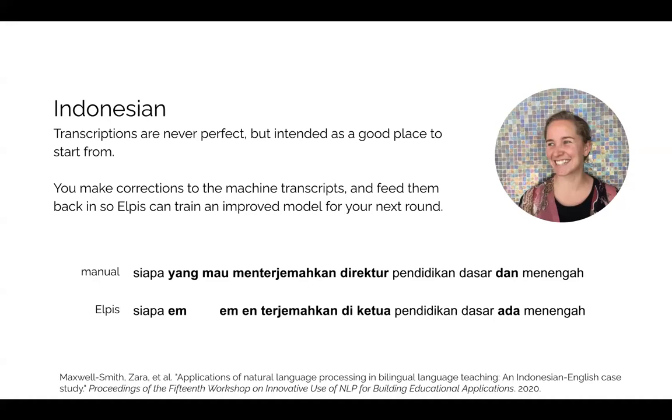The examples of the results that we can see on the screen here in the 2 sentences below are from some work with Zara Maxwell-Smith, where she trained a system on 1 hour of audio that was recorded in a classroom of an Indonesian language teacher. We can see that the words in bold are the words that it has gotten wrong. The words not in bold, the bottom row here, are where Elpis has got things right.